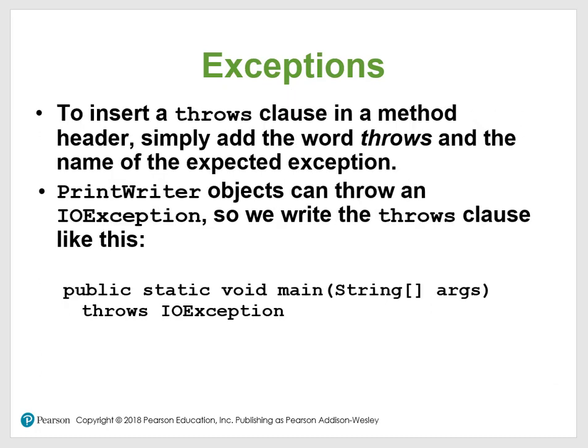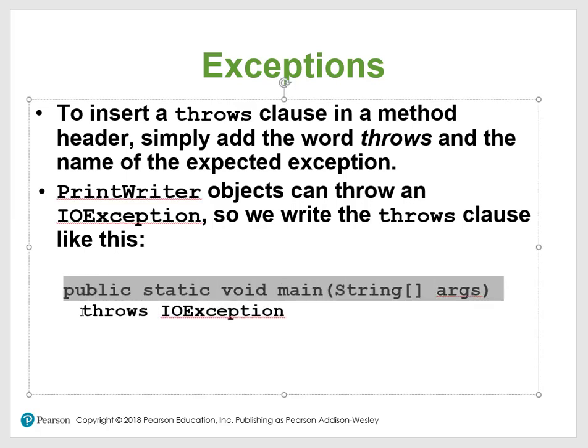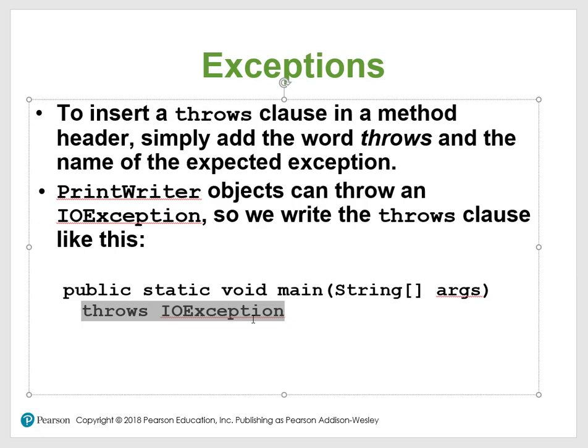The exception: to insert a throws clause in the method header, you simply add the word throws and the name of the expected exception, which is IOException. So when you use the PrintWriter object, it can throw what's called an input-output exception, so you write the throws clause with this. Normally you would not have this, but this is the new part if you're planning to read in and write out. When you do a file reading in, you've got to have that one in there as well.